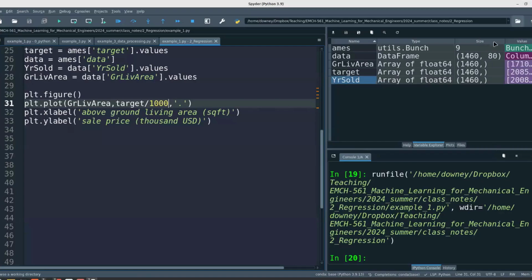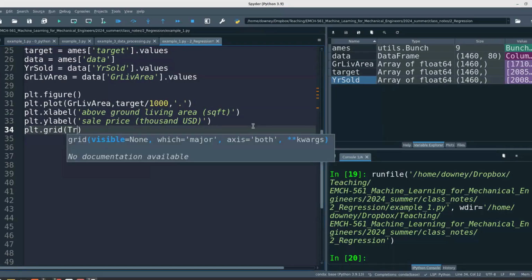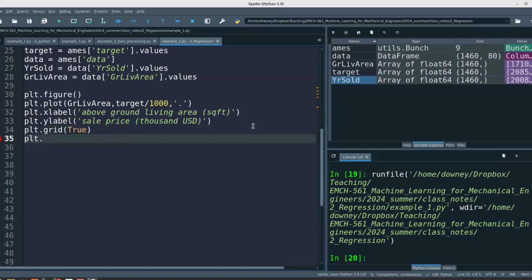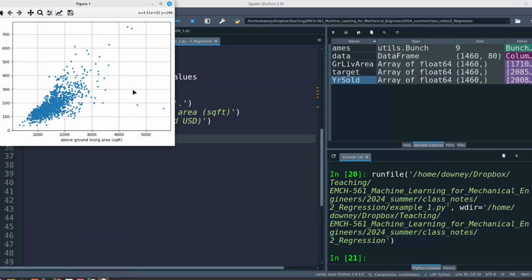So that is the Ames data set. I guess there's two quick things you can do. You can put a grid on it, and plt.tight_layout. That way your legends show up, and that is the Ames data set.